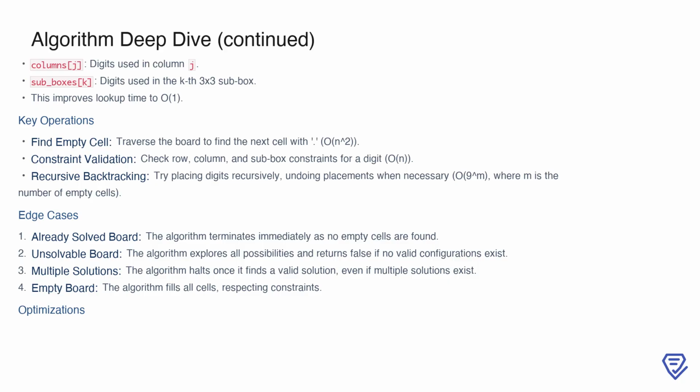Key operations in the algorithm include finding the next empty cell, which involves scanning the board in O(n squared) time, and validating constraints for potential digits, which takes O(n) for each placement. The recursive backtracking process involves exploring potential placements and undoing them when necessary. In the worst case, the time complexity is O(9 to the power of m), where m is the number of empty cells. Edge cases also need to be considered.